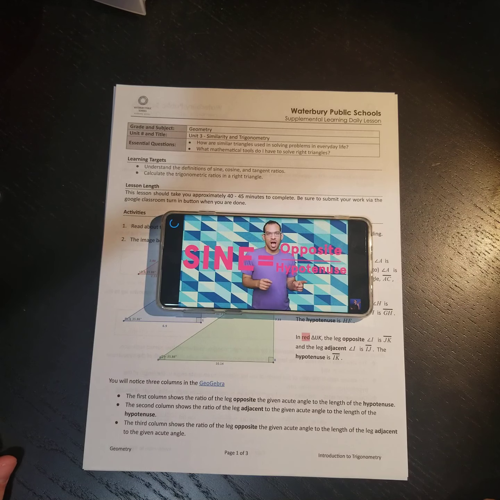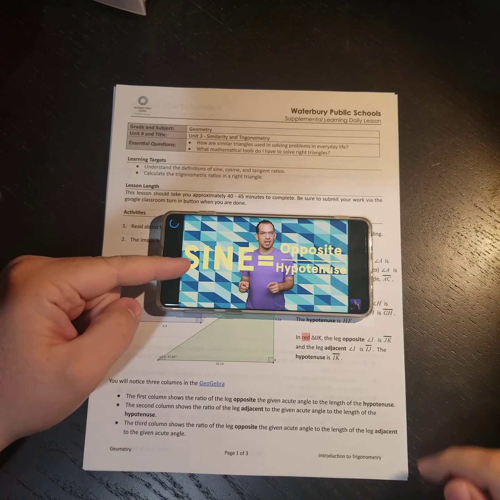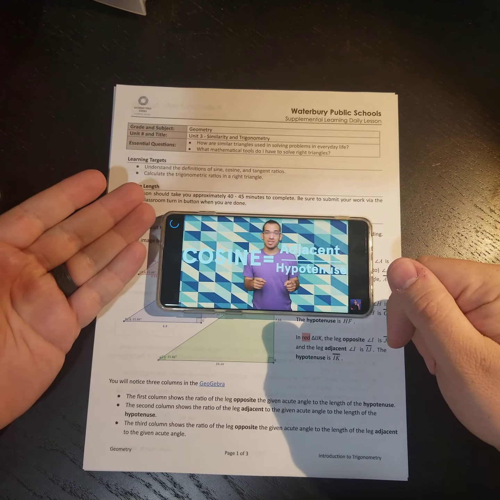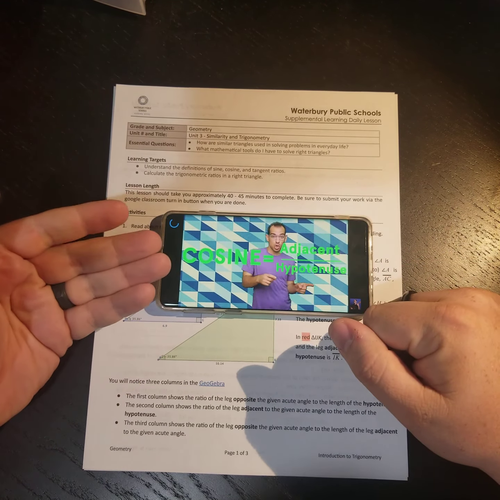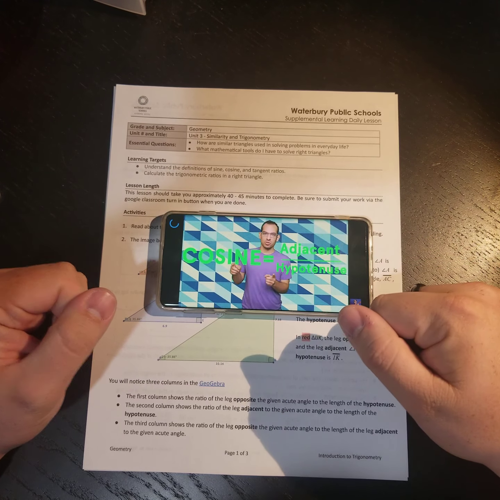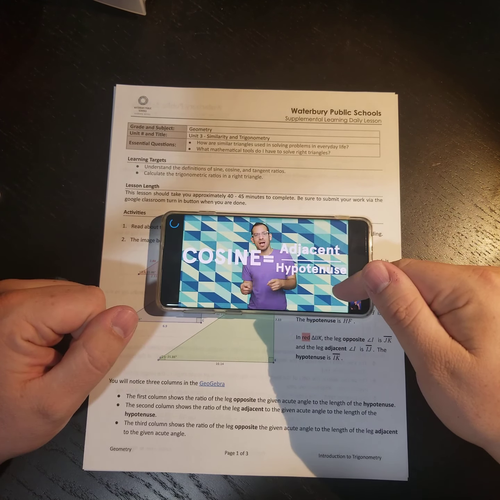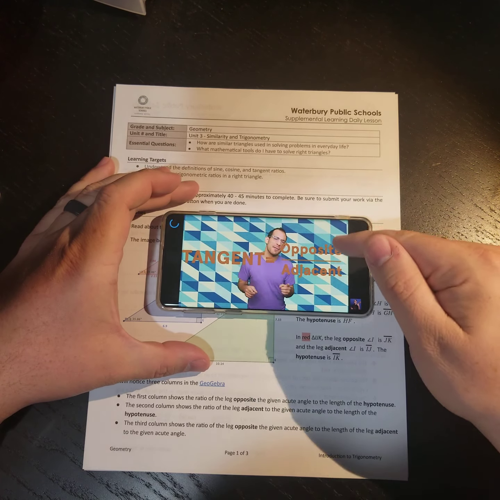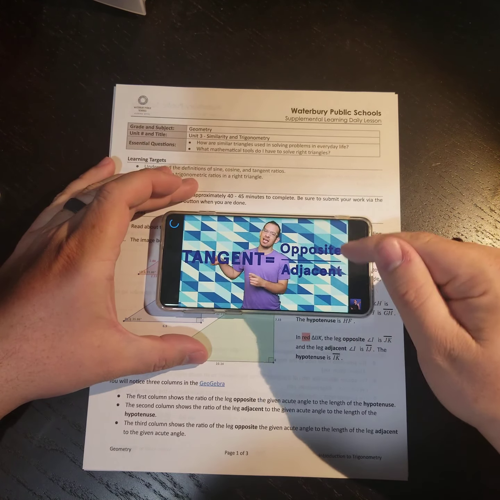Sine, opposite hypotenuse, sine, opposite hypotenuse, sine, opposite hypotenuse, cosine, adjacent hypotenuse, cosine, adjacent hypotenuse, cosine, adjacent hypotenuse, tangent, opposite adjacent, tangent, opposite adjacent, tangent, opposite adjacent.